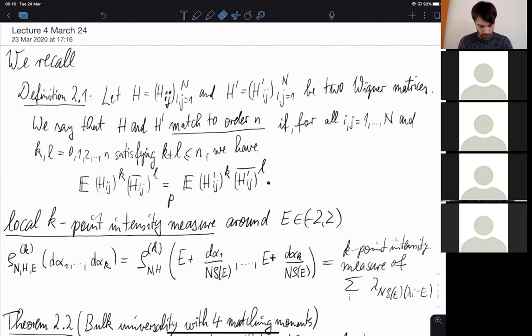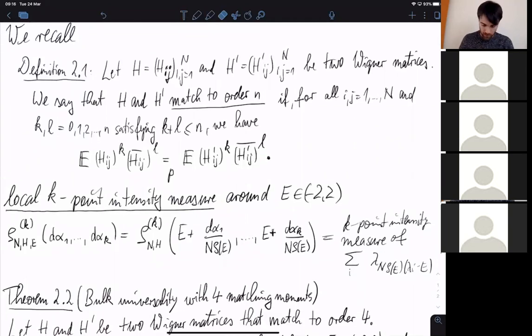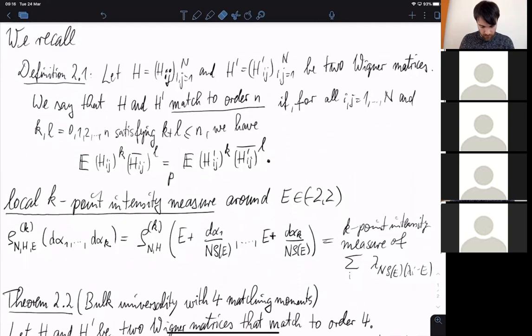What we want to do today is to prove bulk universality for Wigner matrices if they satisfy a moment matching condition on the entries. So let me start by recalling the basic definitions and also the statement.